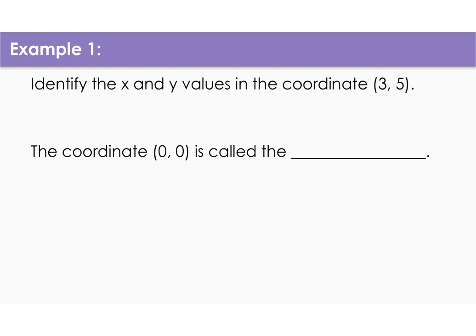Identify the X and Y values in the coordinates. So X equals 3, Y equals 5. The coordinate (0, 0) is called the origin.